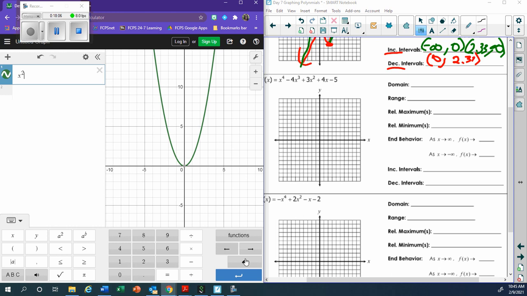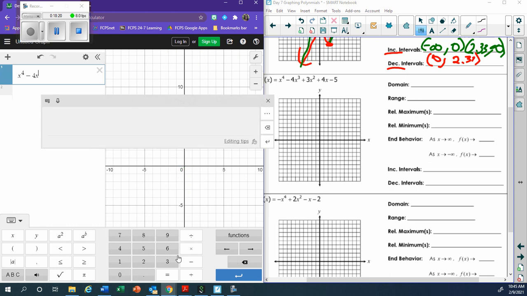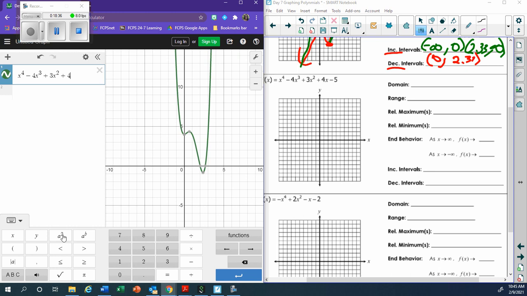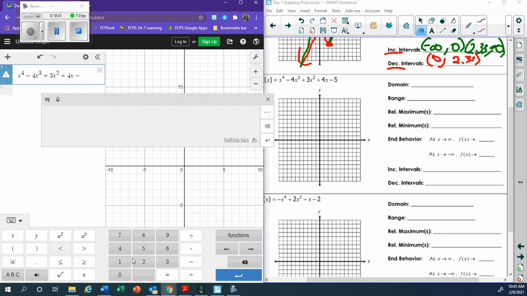Okay, x to the power of 4, right? So you just have to go back to the square and just make it 4, minus 4x cubed, plus 3x squared, plus 4x, minus 5. So that's what we have, right?